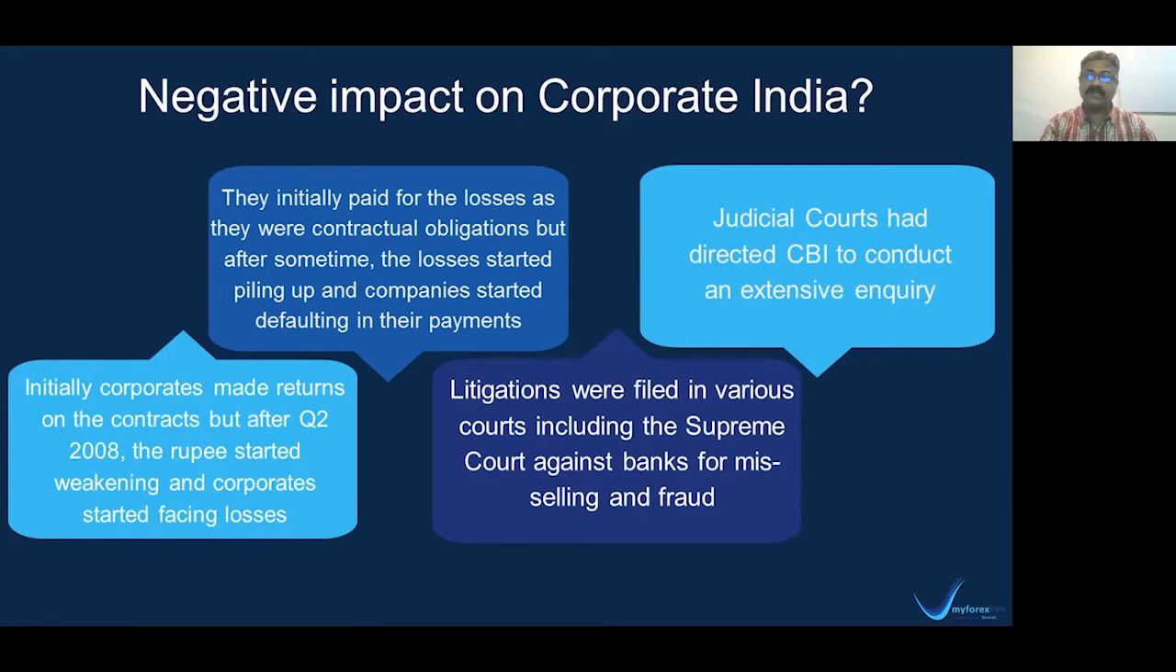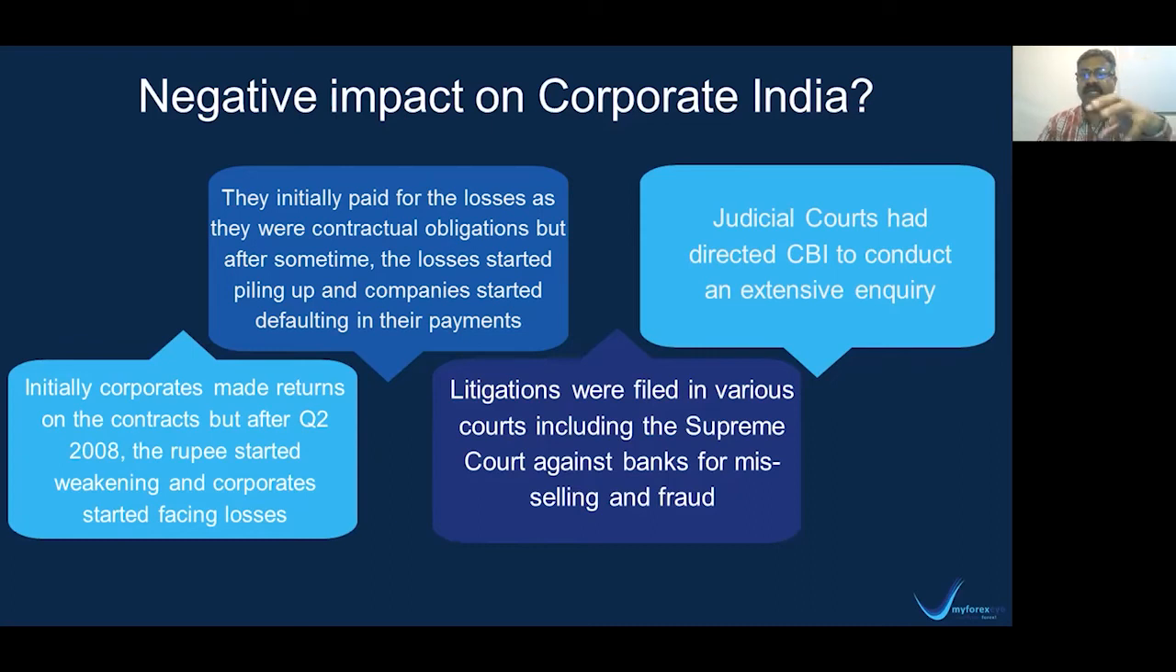A lot of these litigations went as high as the Supreme Court of India against the banks for mis-selling and fraud. Multiple courts in India directed the CBI to conduct an extensive inquiry into what actually happened, and why the losses compounded to such levels. So it was a large-scale bloodbath and mayhem. Multiple large, small and medium exporters lost a lot of money because of the strip options. They initially made money when the rupee gained, but later lost money for multiple years when the rupee weakened.